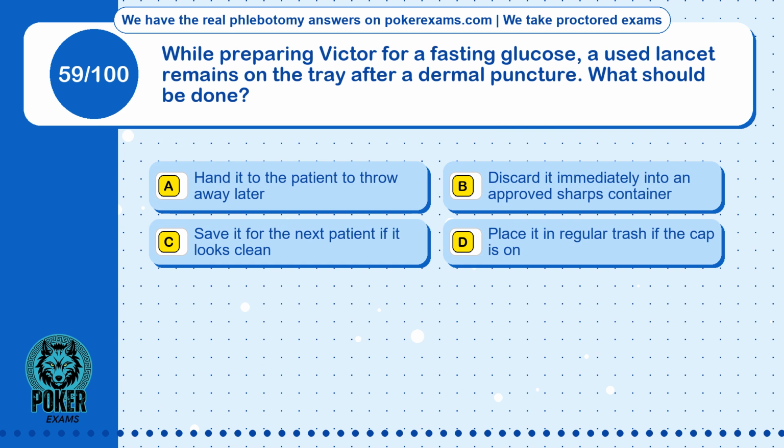Question 59. While preparing Victor for a fasting glucose, a used lancet remains on the tray after a dermal puncture. What should be done? Option A. Hand it to the patient to throw away later. Option B, discard it immediately into an approved sharps container. Option C, save it for the next patient if it looks clean. Option D, place it in regular trash if the cap is on.